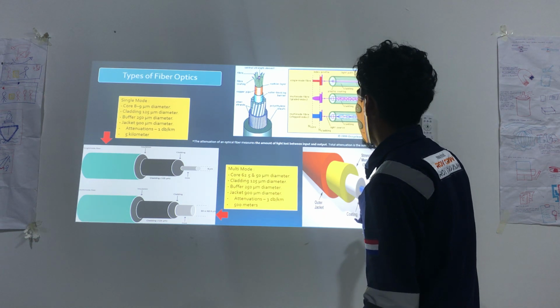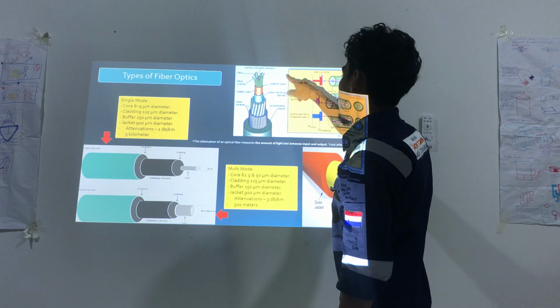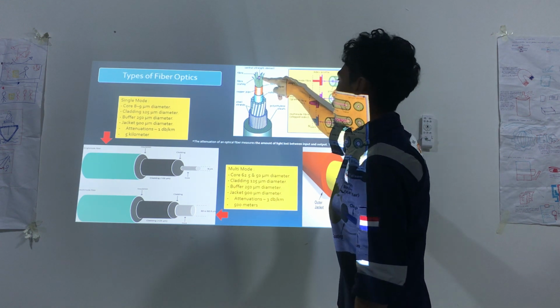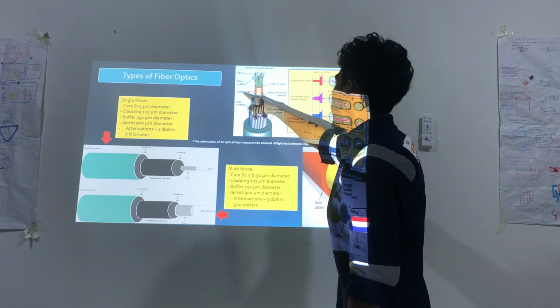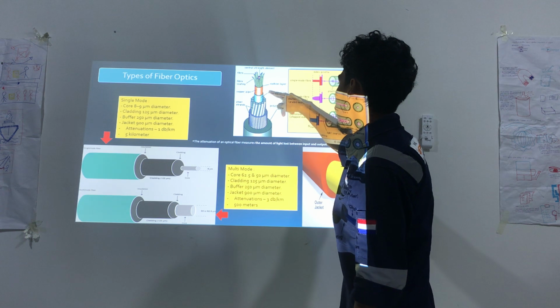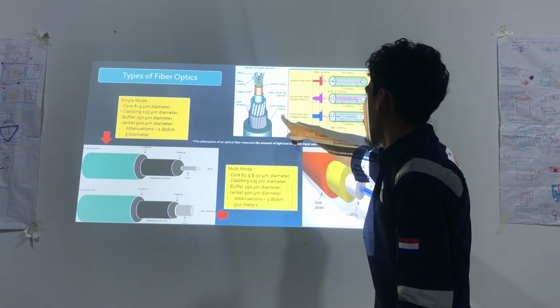So here is the cross section of a fiber optic cable. It has a central strand element to support the fiber, and it has fiber coating, cushion layer, copper pipe, water blocking barrier, steel strand, and polyethylene sheath.